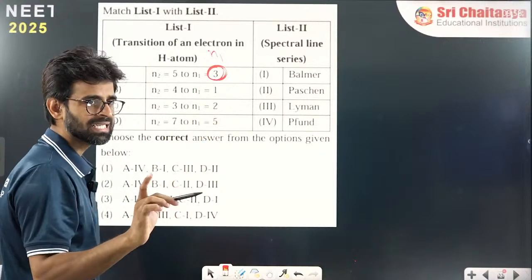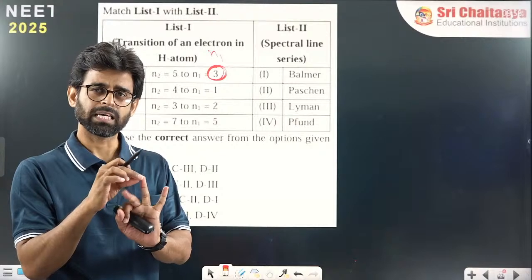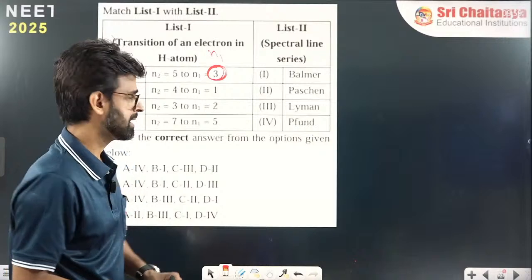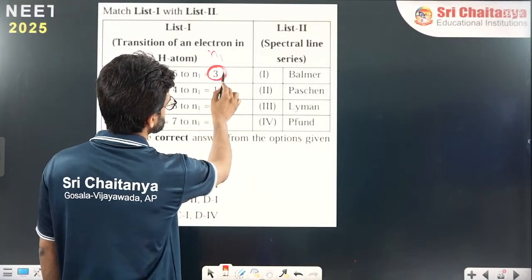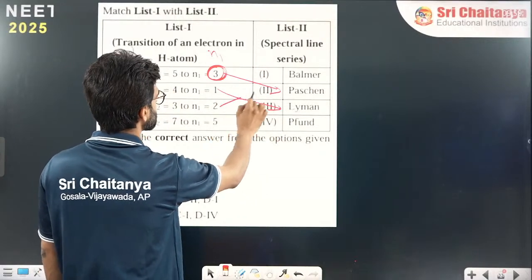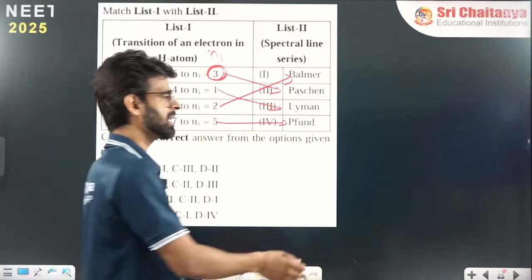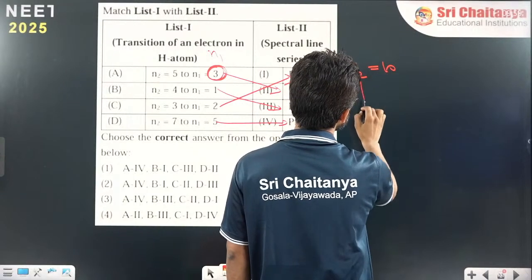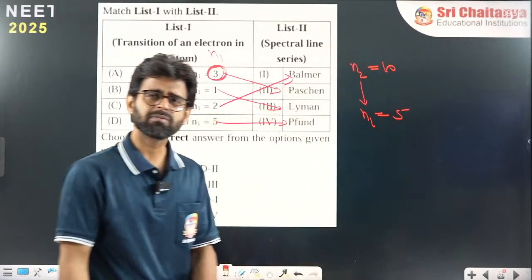n1 decides the series. If n1 is 1, Lyman; n1 is 2, Balmer; n1 is 3, Paschen; n1 is 4, Brackett; and n1 is 5 means what? Pfund. Very easy. So 3 means which one? Paschen. 1 means which one? Lyman. 2 means which one? Balmer. And 5 means which one? Pfund. Right? If I am saying the electron is jumping from 10, imagine jumping from 10 to 5, so it definitely belongs to the Pfund series.